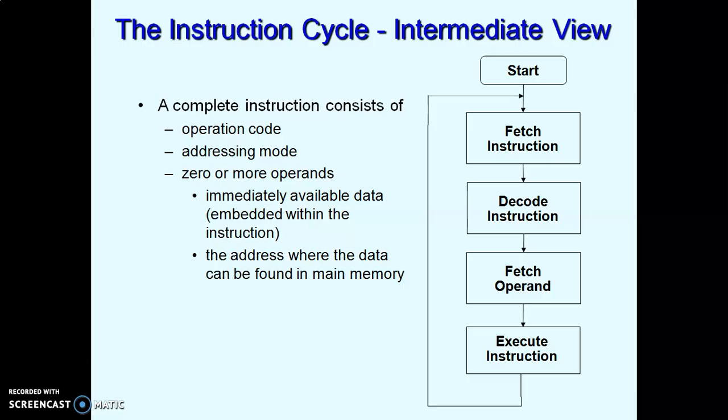A complete instruction consists of operation code, addressing mode, zero or more operands, immediately available data, that is embedded within the instruction, and the address where the data can be found in the main memory. See, start, fetch instruction, decode instruction, again after decoding the instruction, whatever the different operands are get fetched, and then execute instruction. This is the intermediate view of the instruction cycle.